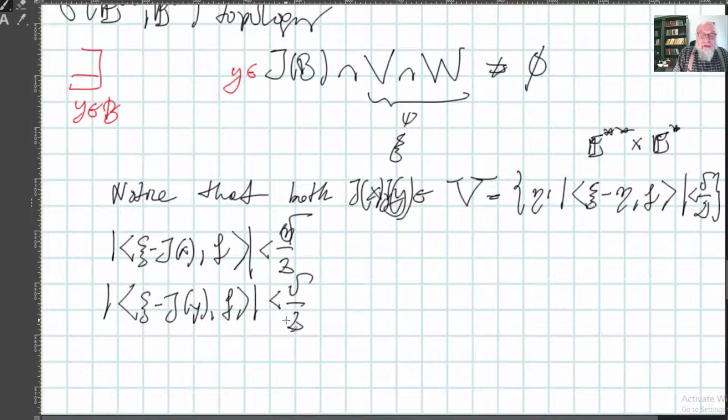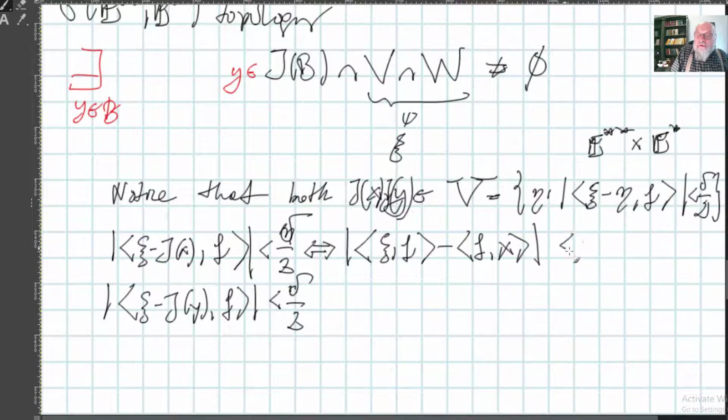I'm just a little upset because of this little error we made. So that one is actually equivalent to say, let's write it down. This is psi f minus f of x smaller than delta over 2, and that one is again similarly psi f minus f of y smaller than delta over 2.